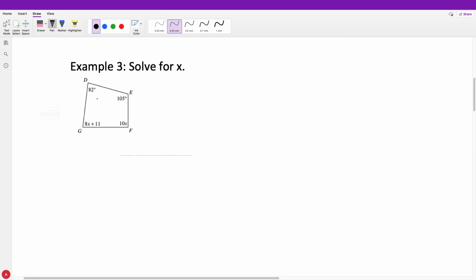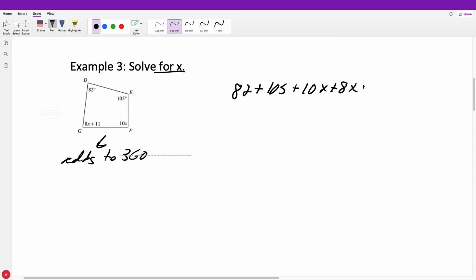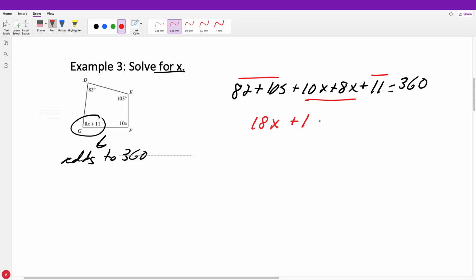All right, so now for the last problem that we're going to do, it also says to solve for x. Once again, we see we have a quadrilateral, so we know that it adds to 360. So we can take all of our angles: 82 plus 105 plus 10x, because that's angle F, plus 8x plus 11, because that's angle G, is then equal to 360. Now we're going to combine our like terms. So we have 10x plus 8x, which is 18x, and 82 plus 105 plus 11 is 198, is then equal to 360.